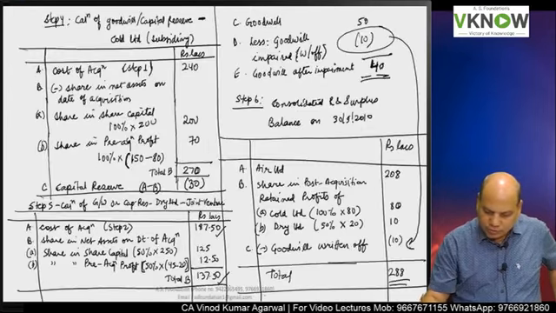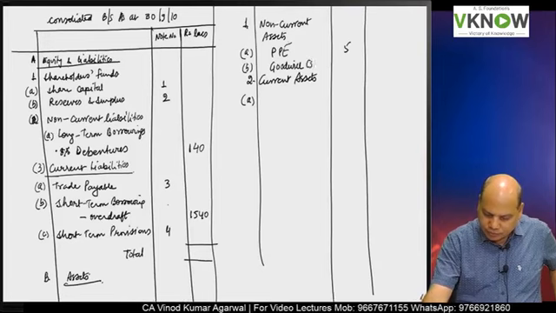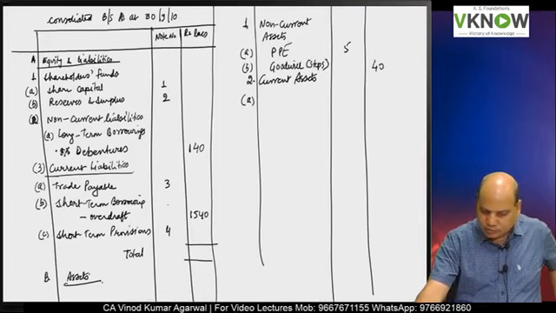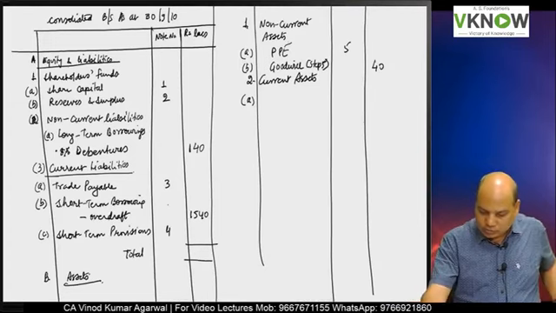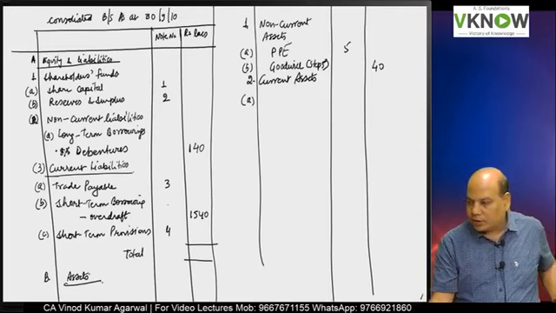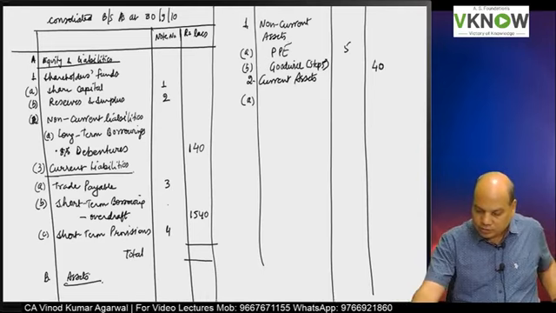Goodwill. Goodwill we have computed in step number 5. Step 5, goodwill 40 lakh. Write goodwill, step 5, in the outer column, 40 lakh.